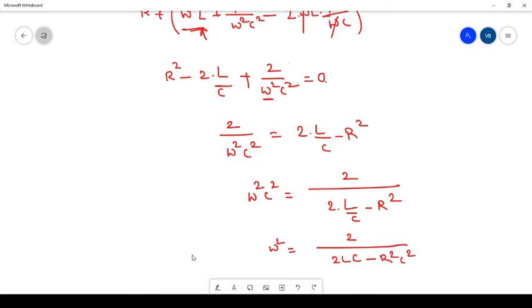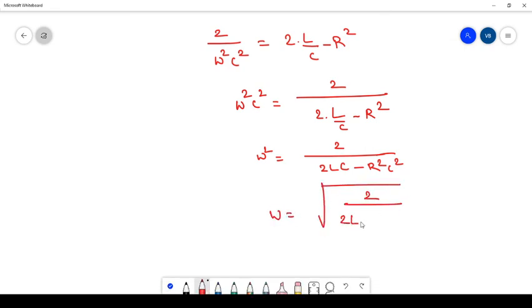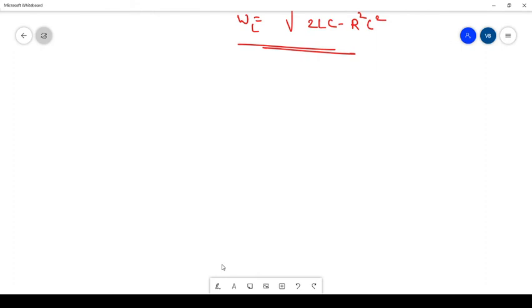So what is omega here? Omega equals to under root of 2 by 2 LC minus R square C square. So this is the formula for the frequency in the inductor. Likewise you calculate for the frequency of a capacitor. While calculating the frequency of an inductor, we equate the derivation of VL equals to 0.